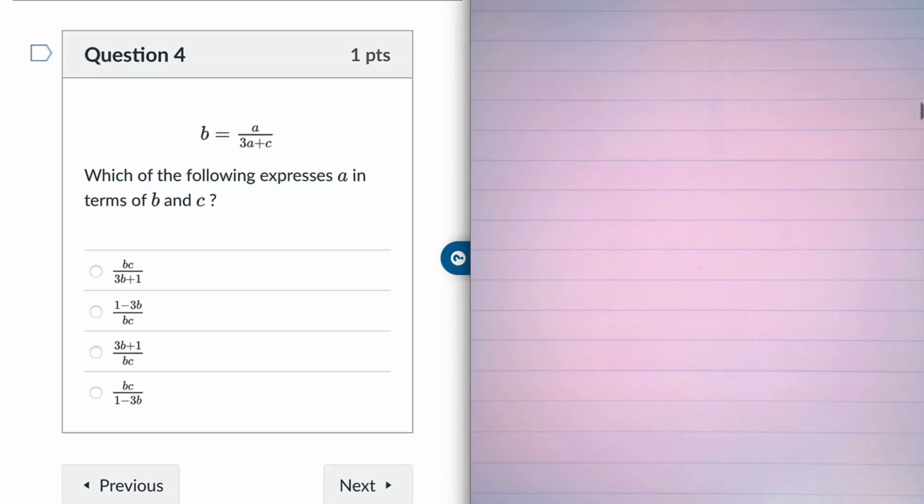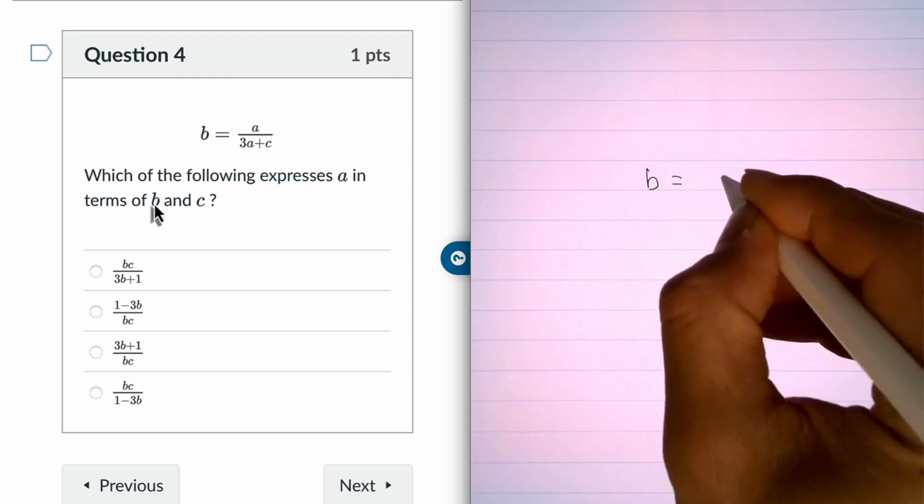So when the question asks you to find the variable "in terms of" b and c, it means you can have variables b and c in the solution or in our expressions the question wants. So keeping that in mind, let's first multiply by 3a plus c on both sides so we can avoid the rational function. So here's the question.